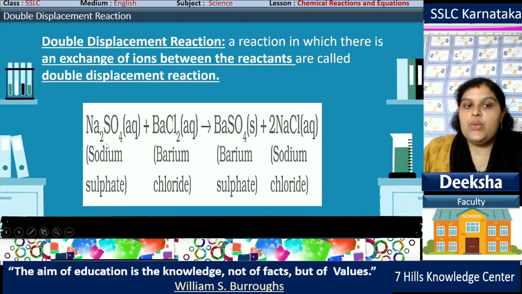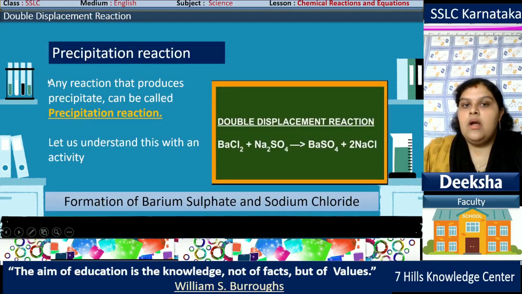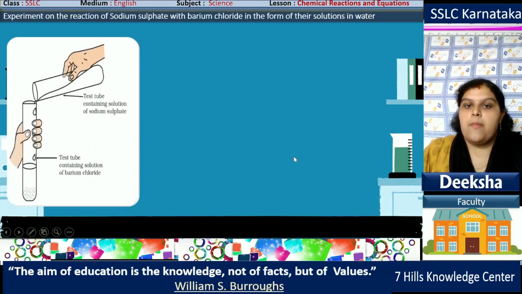Another reaction is Na2SO4, that is sodium sulfate, plus BaCl2, barium chloride, gives BaSO4, that is barium sulfate, plus 2NaCl, that is sodium chloride. The example that I gave you is an example for precipitation reaction. Precipitation reaction means any reaction that produces precipitate can be called a precipitation reaction. Here BaCl2 plus Na2SO4 gives BaSO4 plus 2NaCl. This is an example of double displacement reaction, under which the reaction is precipitation reaction.